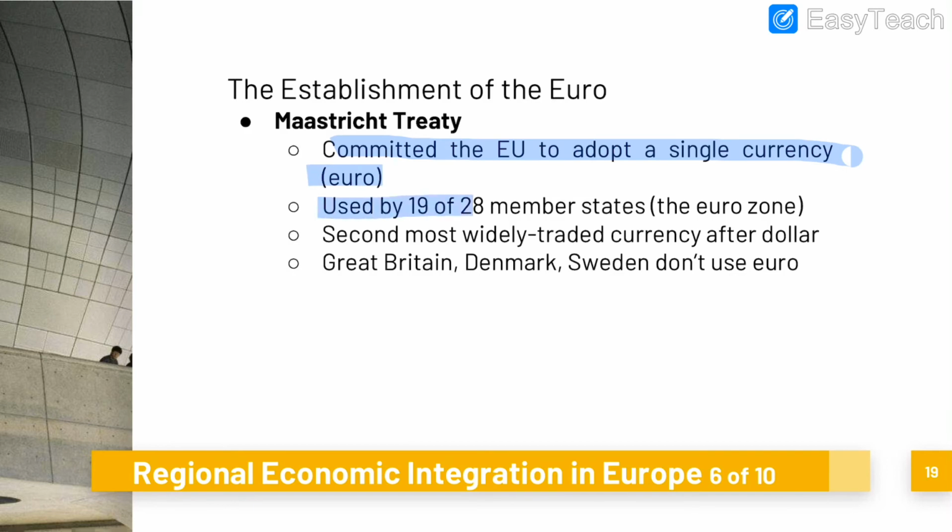The euro is used by 19 of the 28 member states. It is the second most widely traded currency after the dollar, and countries such as Great Britain, Denmark and Sweden do not use the euro.